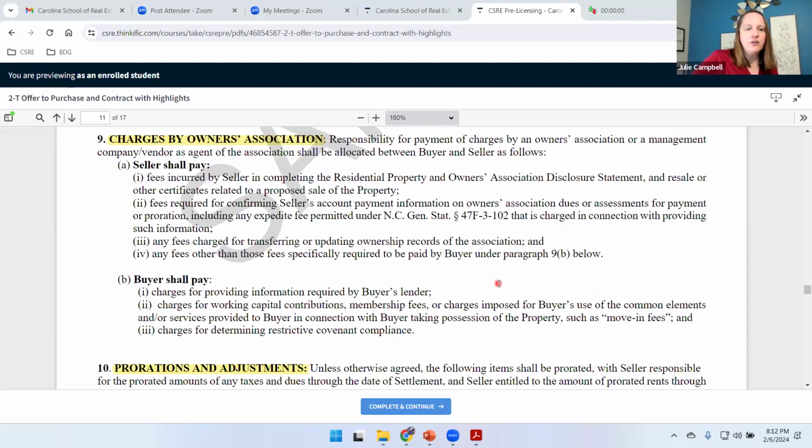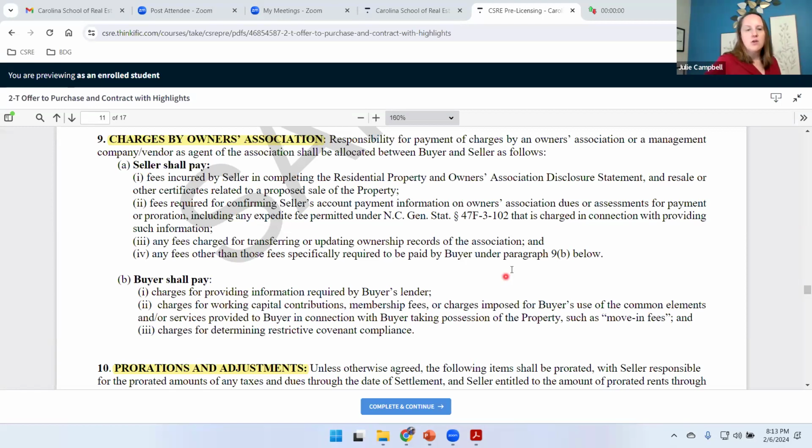Again, this was fairly new. Paragraph 9 was just added in July. So we've talked about these owners associations, but now this just gives us specifics. This just breaks it down, what the seller shall pay, what the buyer shall pay. There's going to be some kind of fee to transfer from the current owner to the new owner. The HOA's got to make some administrative moves, so there's going to be a fee involved in that. This just kind of breaks down who's responsible for what.